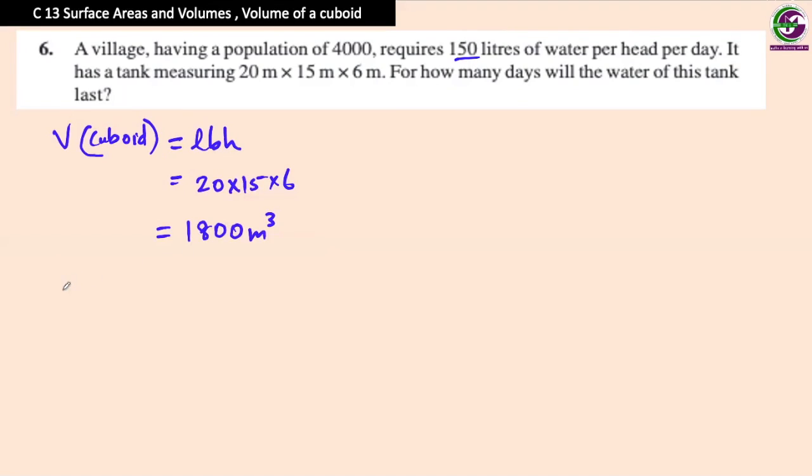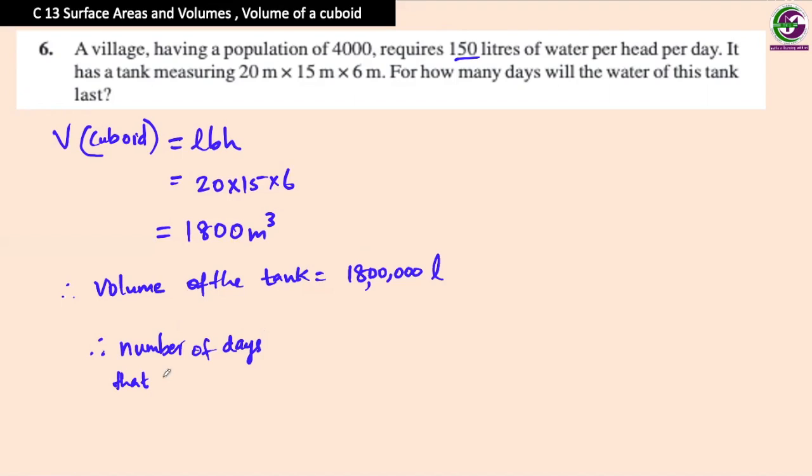Therefore, volume of the tank is 18 lakh liters. Now, each person needs 150 liters of water per day. The water will last for 18 lakh divided by 4,000 people, and each person needs 150 liters of water.